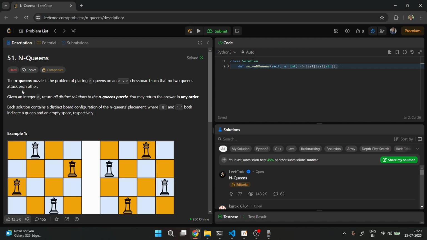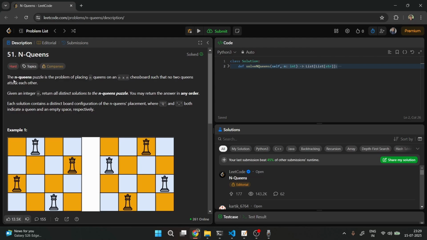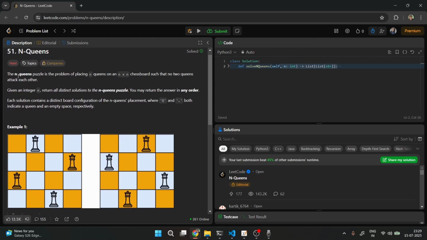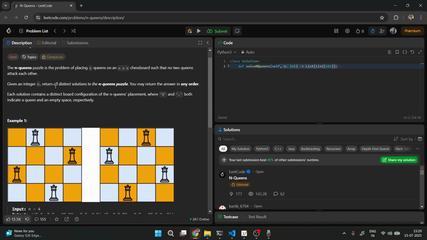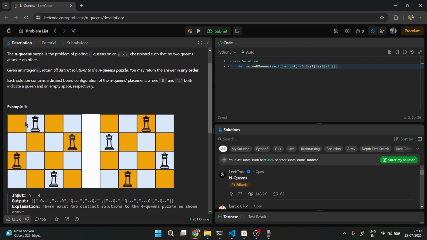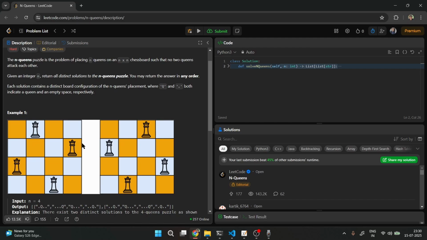The N Queens puzzle is the problem of placing N queens on an N by N chessboard such that no two queens attack each other. Here is one example, a 4 by 4 chessboard, and the two possible solutions are shown in this diagram. The first queen is placed in the second column of the first row, the second in the fourth column of the second row, the third in the first column of the third row, and the fourth in the third column of the fourth row. So this is one solution.